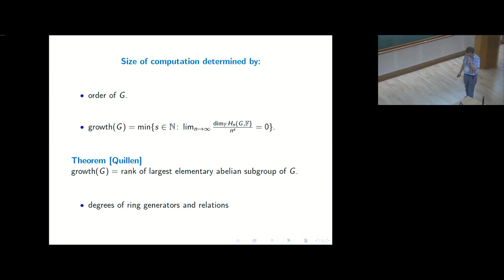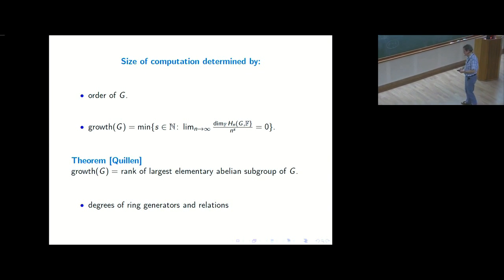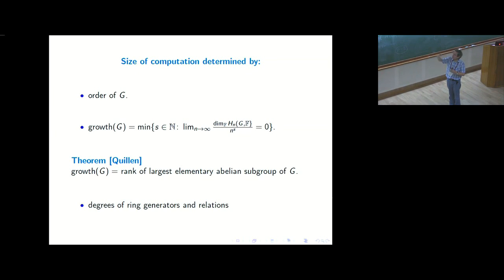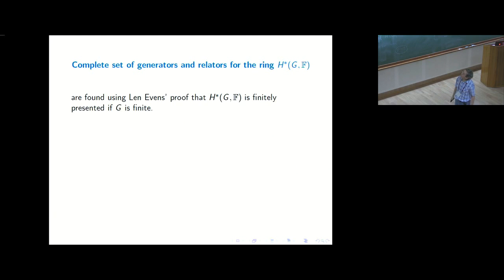And the other thing that determines the size of the computation is again the answer. How many generators and what are their degrees? Because obviously if you've got a generator in degree n, you have to calculate n terms of a resolution. And if you have a relation in degree m, well, you clearly need n or n plus 1 terms. So the size of the answer also determines the size of the computation.